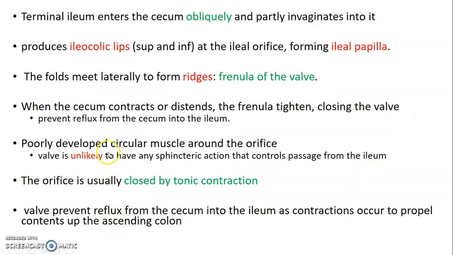So you prevent reflux into the ileum. There are poorly developed circular muscles around the orifice, and the valve is unlikely to have any sphincteric action that controls passage from the ileum. The orifice is usually closed by tonic contraction, and the valve prevents reflux from the cecum to the ileum as contractions occur to propel food to the ascending colon.